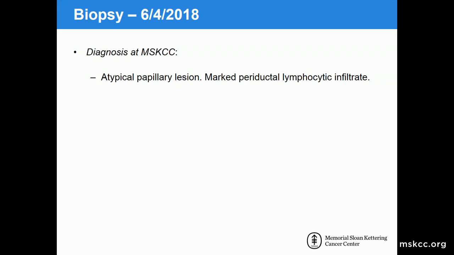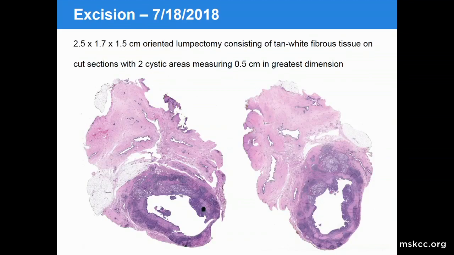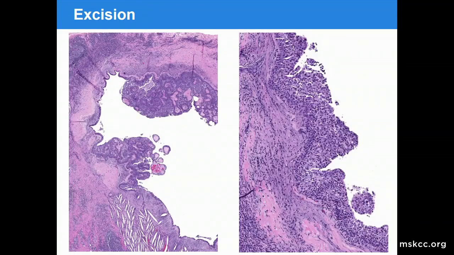So the patient then went on to have an excision at our institution. So this is the excision that was performed. It was a 2.5 centimeter oriented lumpectomy consisting of tan white fibrous tissue on cut sections with 2 cystic areas spanning 5 millimeters in greatest dimension. And you can see from low power, these are 2 consecutive slices that show this cystic lesion with biopsy site changes at the periphery.